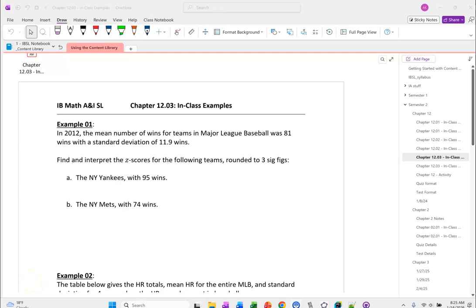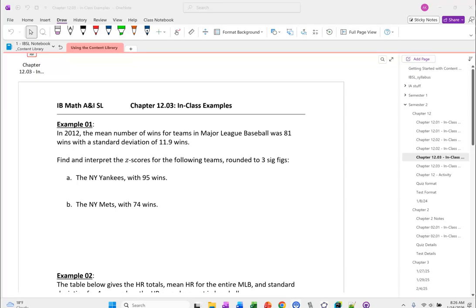It says the mean number of wins for a team in Major League Baseball was 81 wins in 2012 with a standard deviation of 11.9 wins. Find and interpret the z-scores for the following teams rounded to three sig figs. A z-score is how you convert a normal distribution into a standard normal distribution, but if we just want the z-score itself, we don't need to use any kind of normal distribution. You just need the z-score formula.